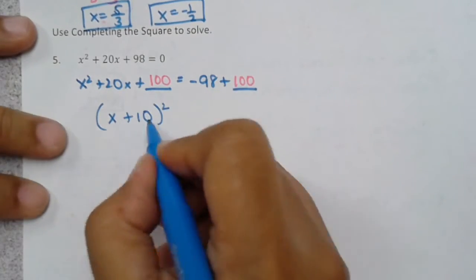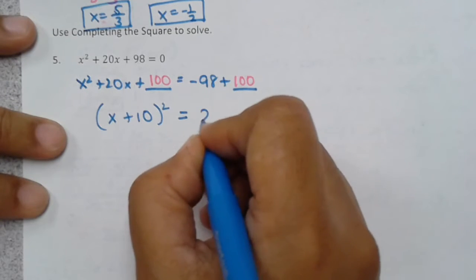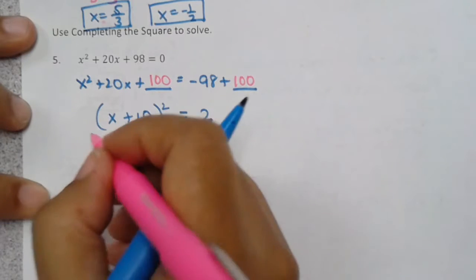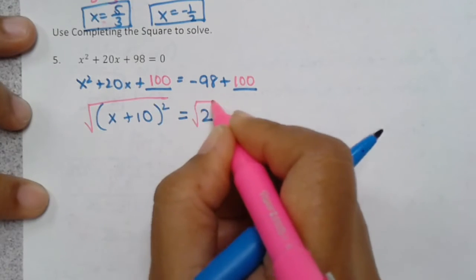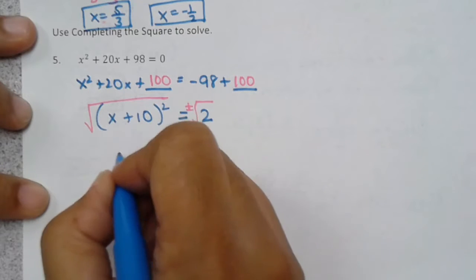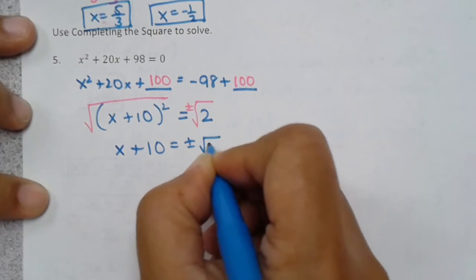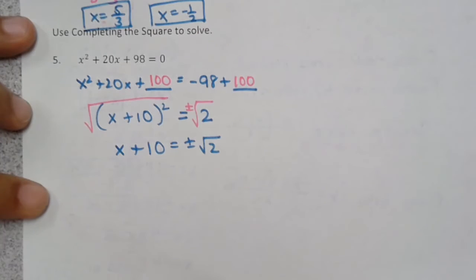All right, so this is already factored from here. Equals -98 plus 100 is 2. To get rid of the square, we take the square root of both sides, and don't forget that little plus or minus. The square and square root cancel, so you have just x plus 10. And you cannot break down the square root of 2, so I'm going to leave the square root of 2.